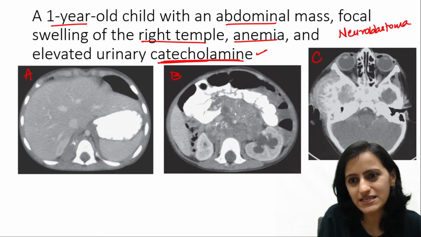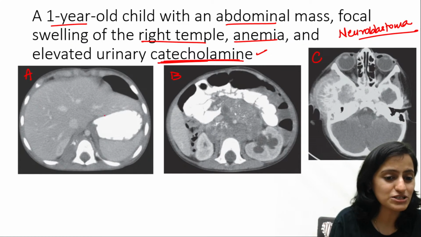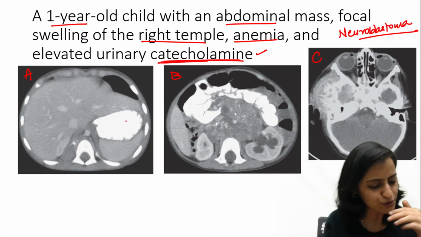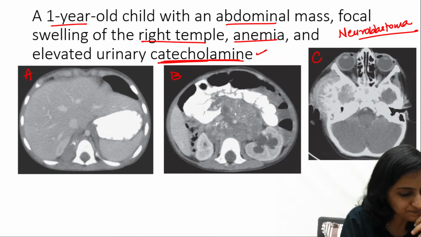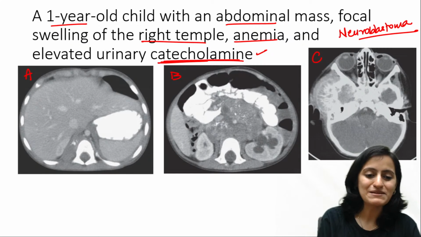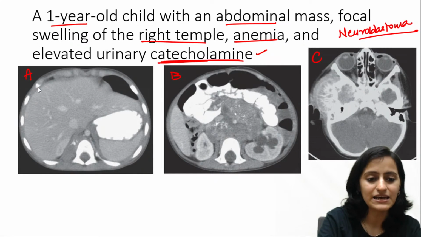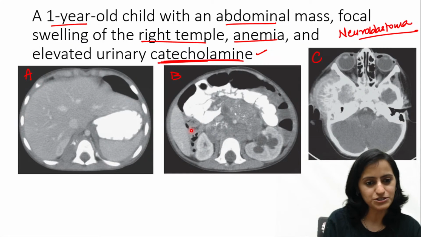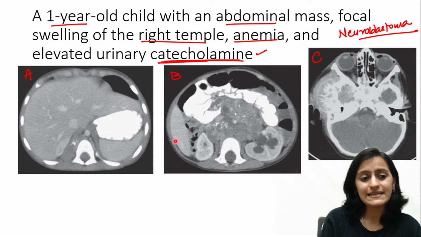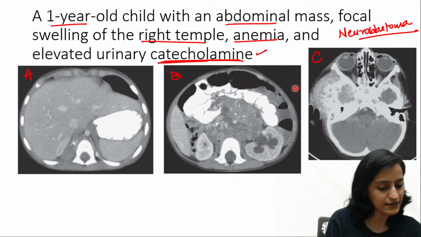But my question here is, what do you see in this first image? Image A, is it normal or do you see any pathology anywhere? Where do you see the pathology? Tell me the location. In image A, is it the right side or the left side? Where are you seeing the pathology? We are not talking about image B or C yet. It is image A.